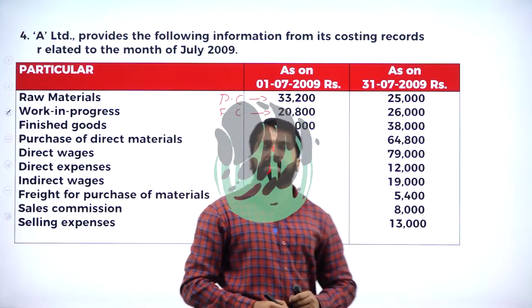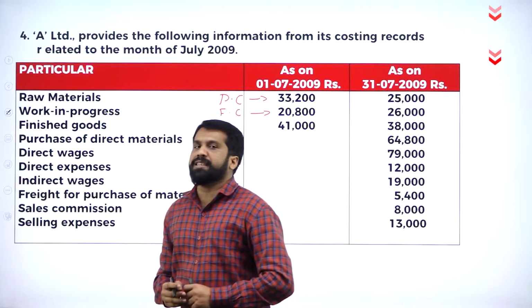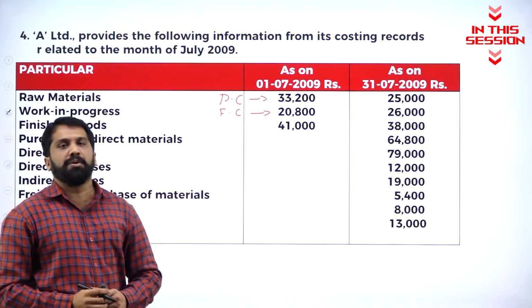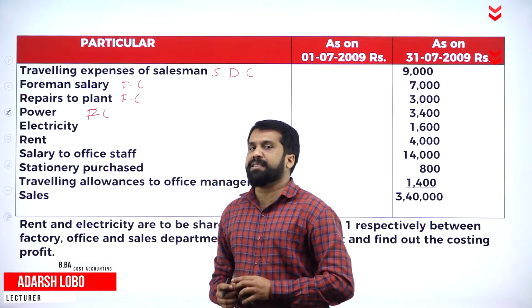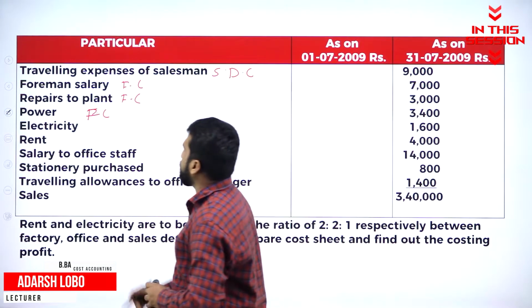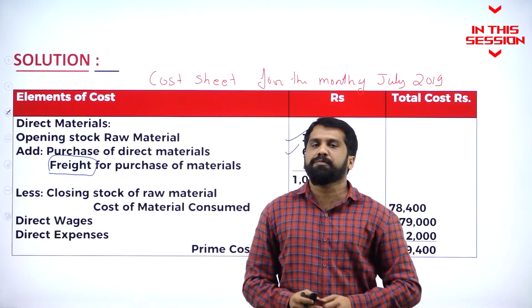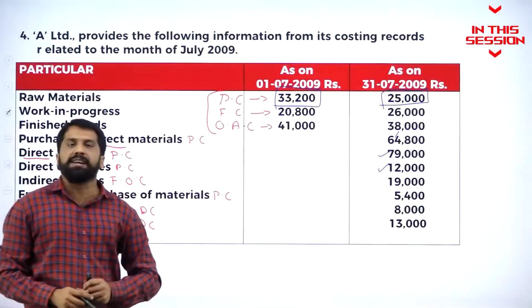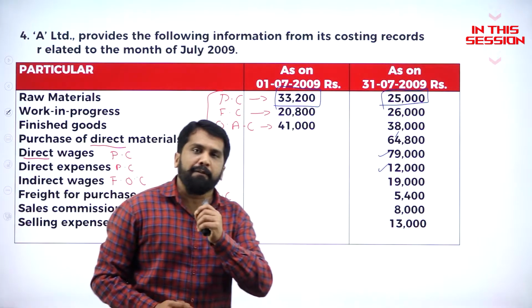Finished goods comes under what? Yes, it will come under your office and administration overhead. Power comes under factory expenditure and electricity under your office expenditure. Carrying goods from one place to another place, we call it freight. Direct wages come under prime cost. Indirect wages come under factory.